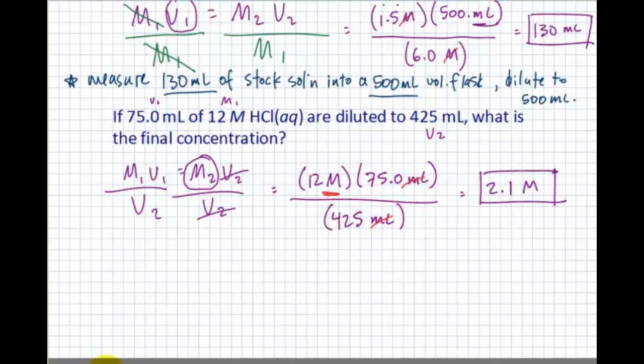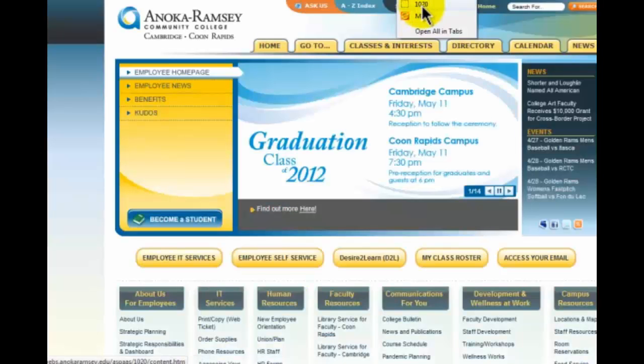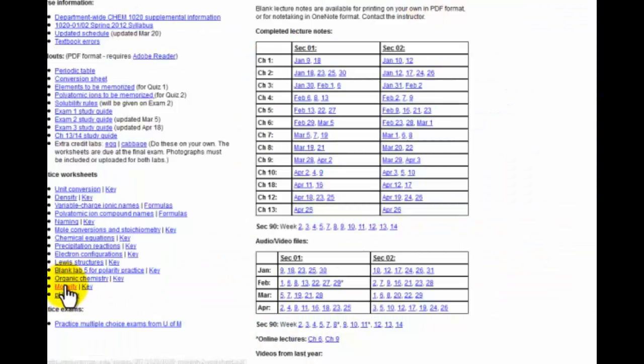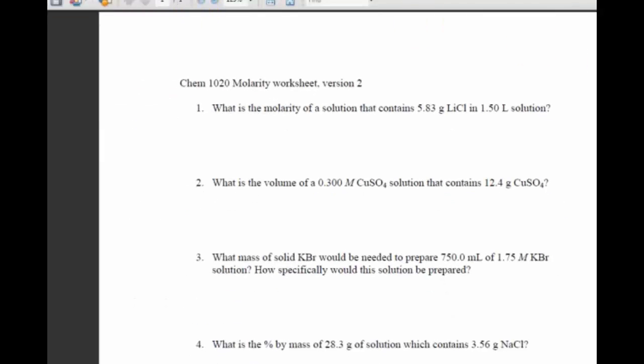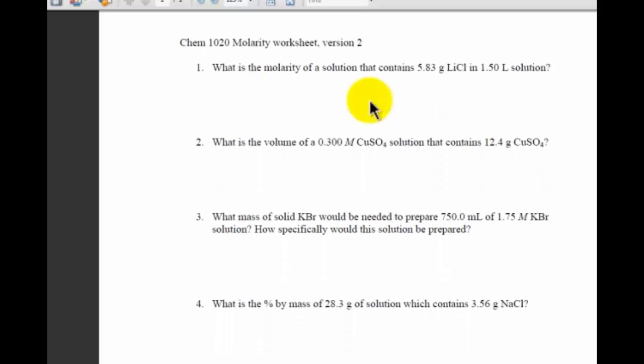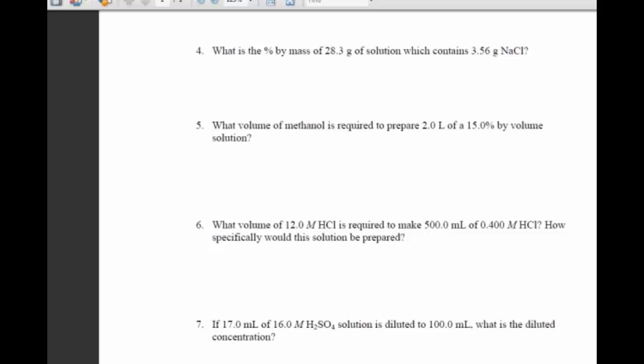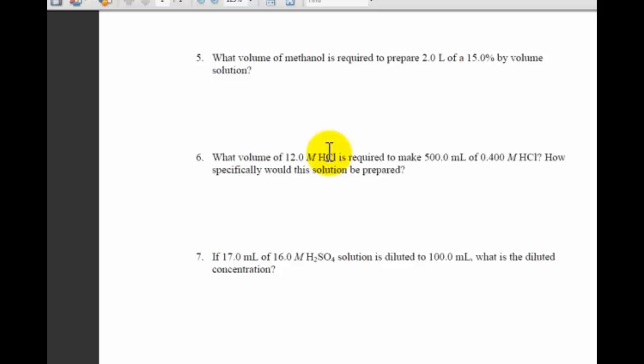So please do some practicing with these kinds of problems. In our course, I have a molarity practice worksheet right there. Show you what that looks like. It has about every combination of calculations, right? Calculating a molarity, using a molarity as a conversion factor, okay? Calculating mass of a solid. Here's a couple of percent problems right there, a couple of dilution problems.